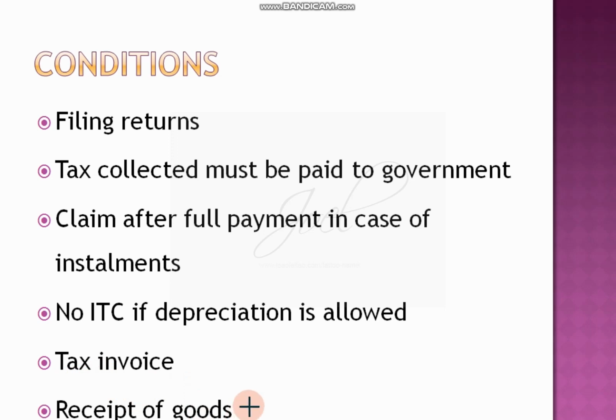The last concept is receipt of goods. After receiving the goods, only then can you go for input tax credit. You have booked the product, the deal is done, and you are claiming the credit; that is not possible. So these are the things we should know about input tax credit.